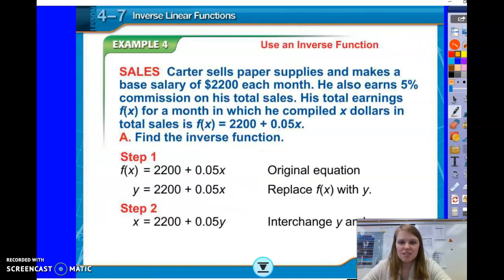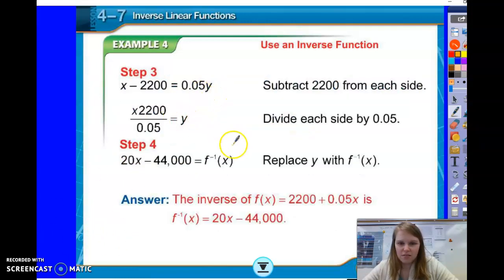The next one's asking about Carter selling paper supplies. He makes base salary. Okay, so this is your equation. Find the inverse function. So what we're going to do is put in y and then switch x and y. Put in y, switch, solve for y, replace it with a new notation.